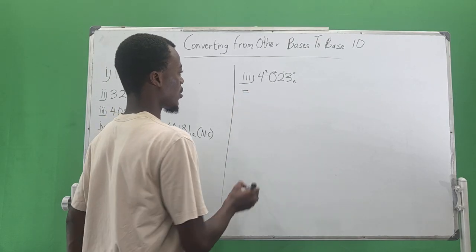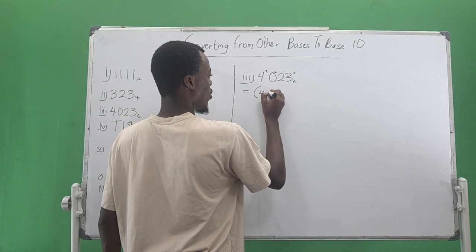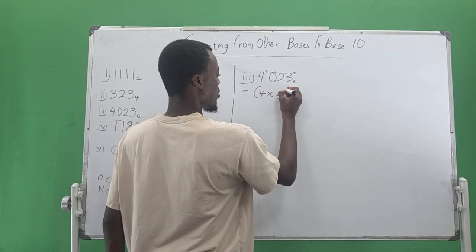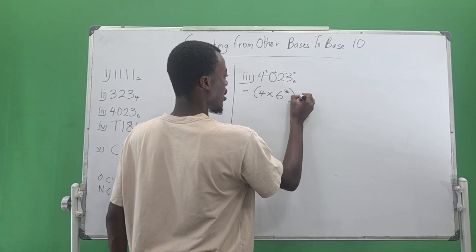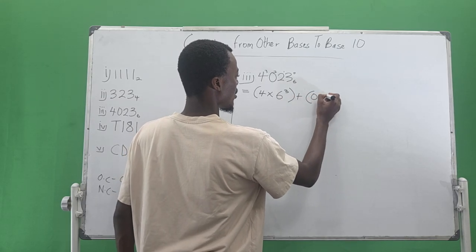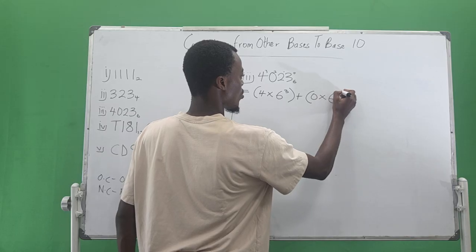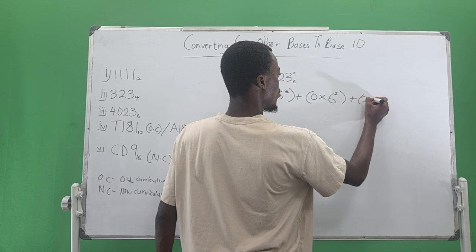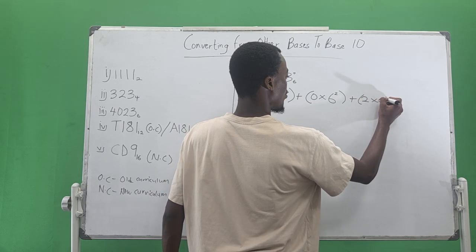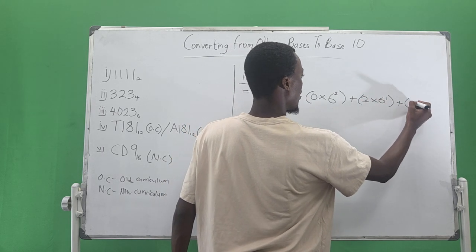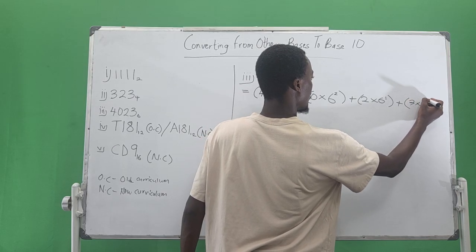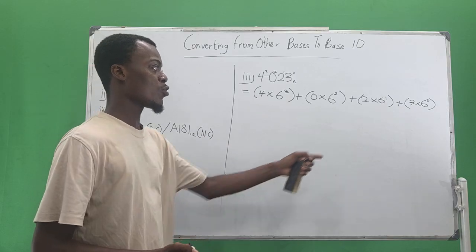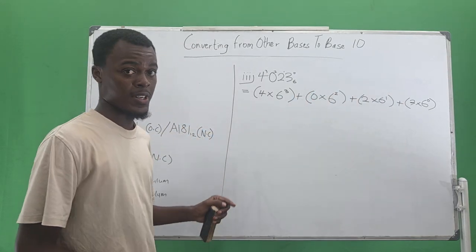Now let's do it. So here is what? 4 times what? 6 to the base of what? 3. Okay. Plus what? 0 times 6 to the base of what? 2. Okay. Plus 2 times 6 to the base of what? 1. Plus what? 3 times what? 6 to the base of 0. Okay. You still arrive at the same answer. You can choose to start from 3 times 6. You still arrive at the same answer.